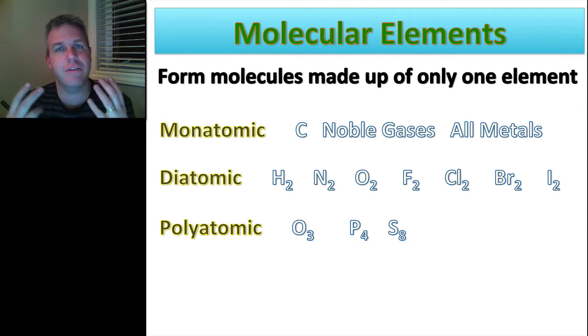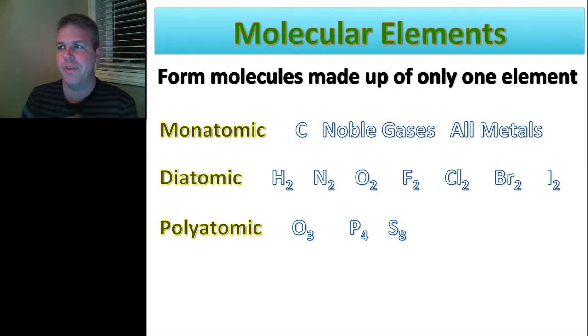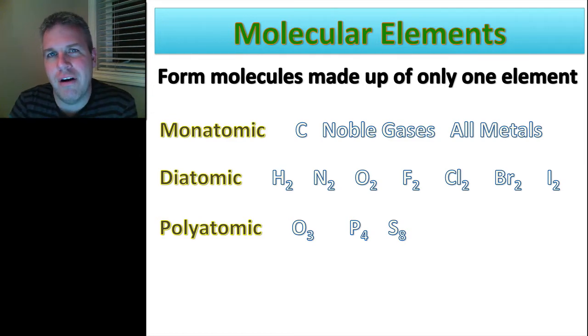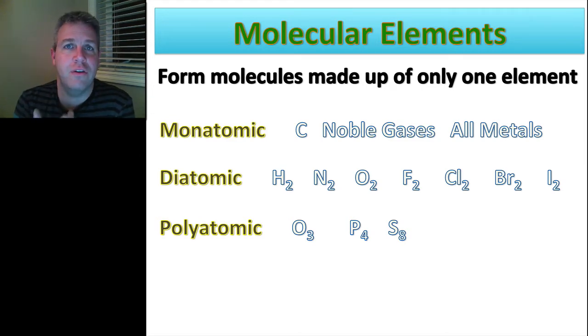So that was where we had the two nonmetals bonding covalently. That means that they are sharing electrons. Now what we're going to look at are how they can exist alone as a molecular element. So they form molecules made up of only one element. And these need to be memorized.